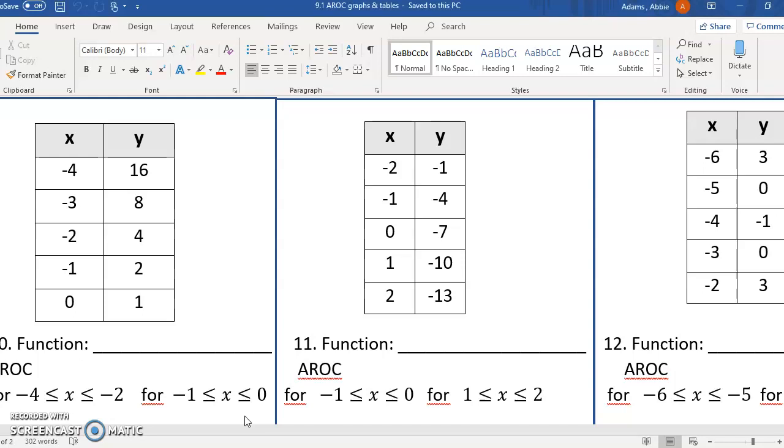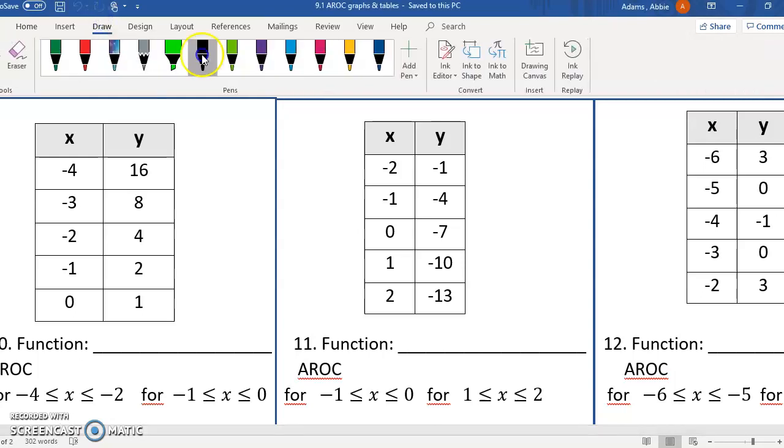Let's look at the table average rate of change. So we're down to problem 10 on the guided notes. Looking at this first table, I am increasing by 1 in my X values, and then let's look at my Y values. Let's see what's happening there.